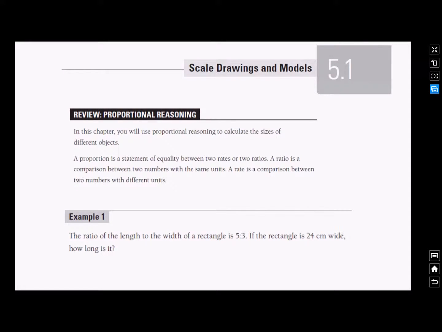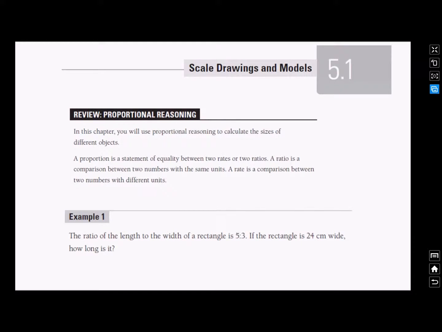This is Mr. Arosena. Today we start our study of scale drawings and models in math. So first we're going to start a review on what proportional reasoning is. It's something we talked about in probably Math 9, maybe even earlier than that. I definitely know Math 9 we talked about it.